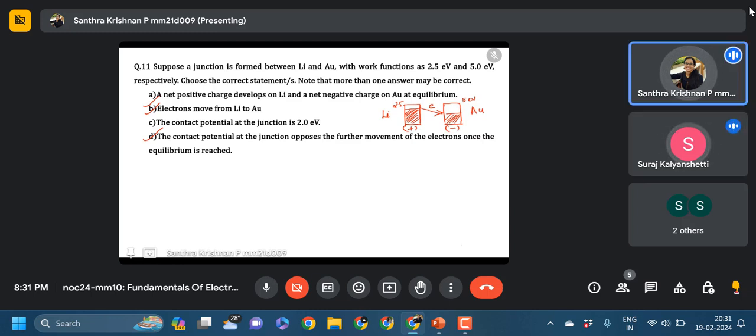Suppose when we are forming a metal-metal junction, at equilibrium these two lines must come to the same level, right? So in that case we can't say that it is the difference between the two. So A, B and D are correct.